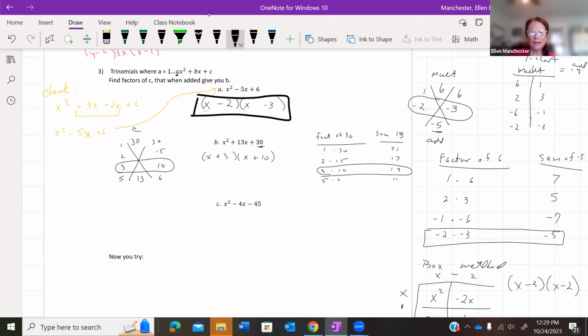Okay, all right, last one. I got to move. So negative 45, negative 4.